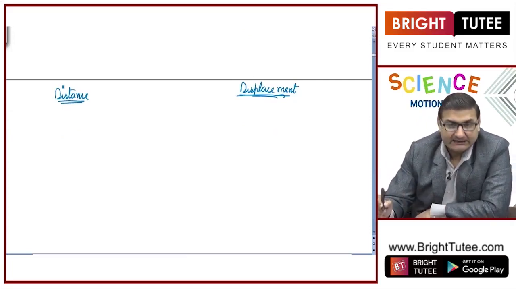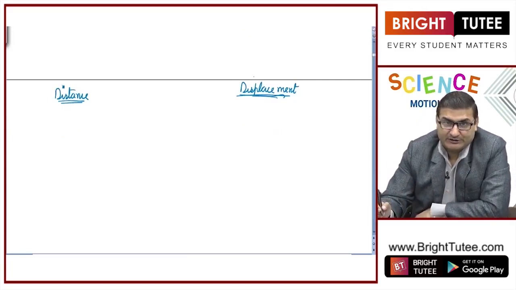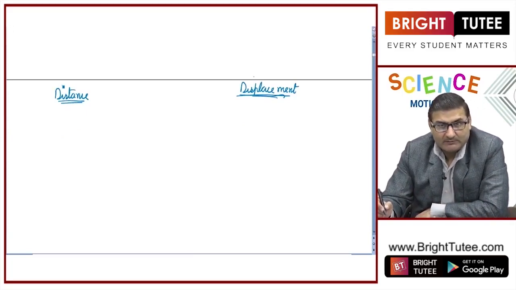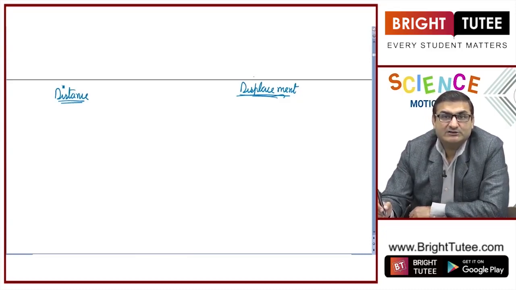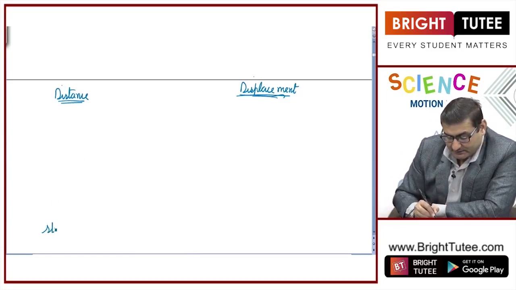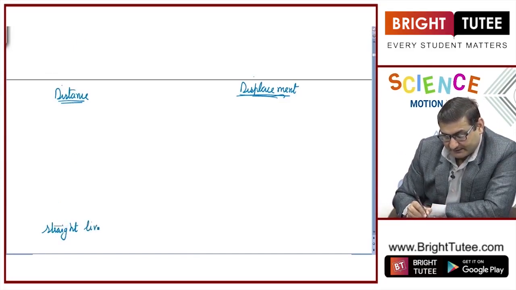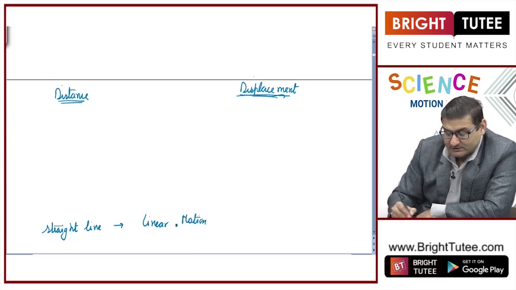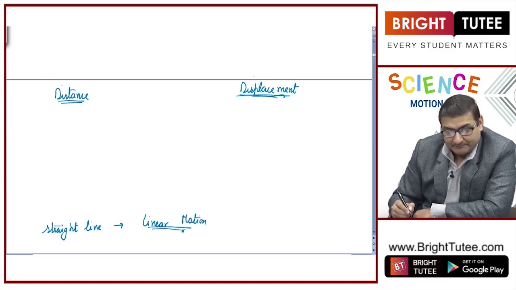I say that a body is in motion. That means the body is moving. Now when we talk about the motion of the body, we are talking about whether the body is moving in a straight line. If the body is moving in a straight line, we say that it is a linear motion. Linear is motion in a straight line, right?